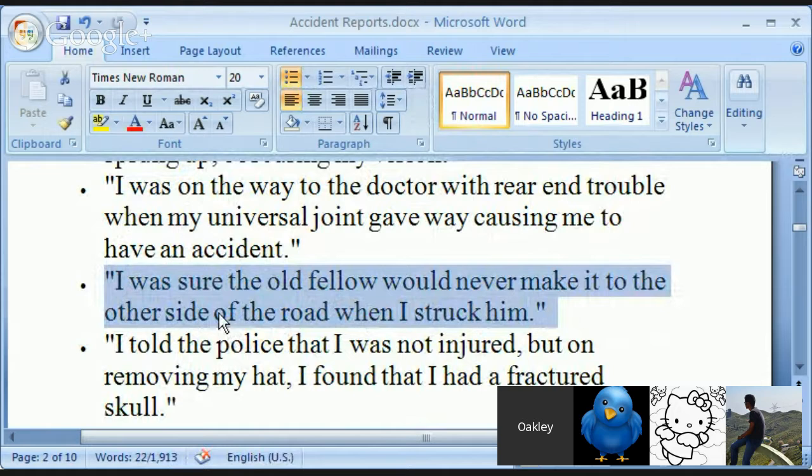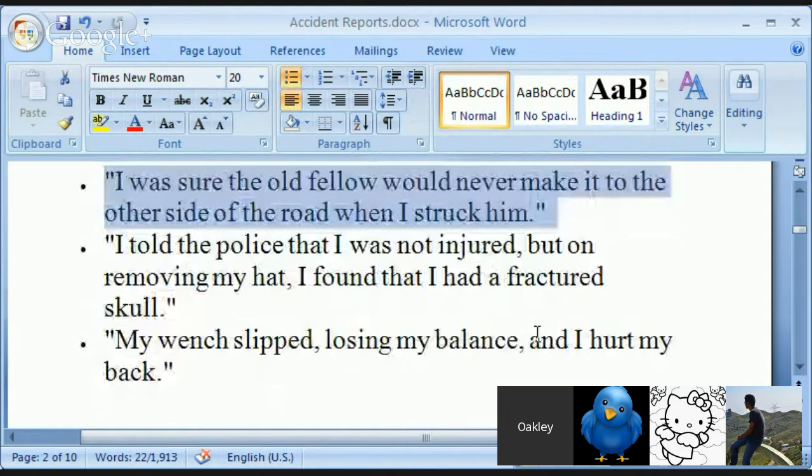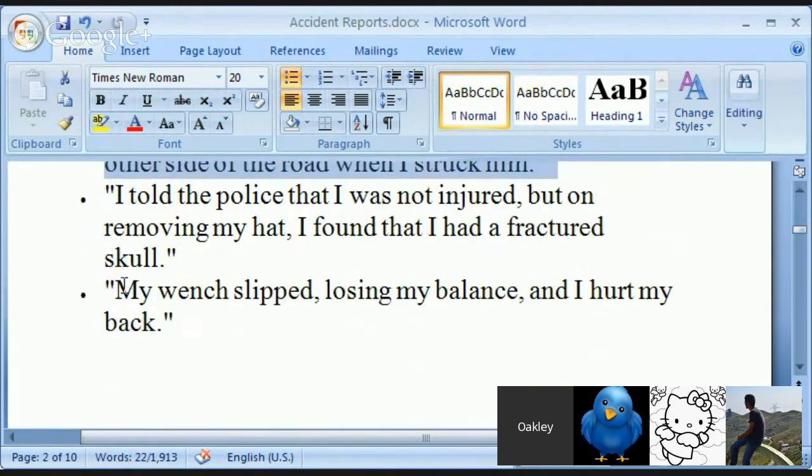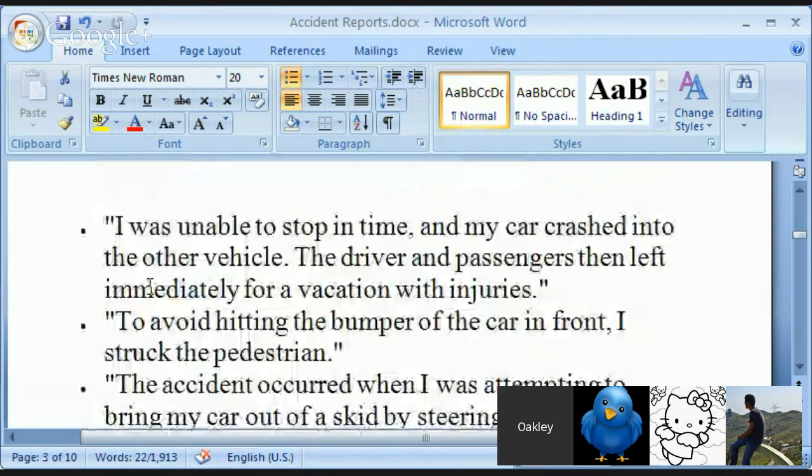Okay. I was sure the old fellow would never make it to the other side of the road when I struck him. Okay. Another one. Okay, let's do a couple goofy ones there. Okay, let's look at this next one.